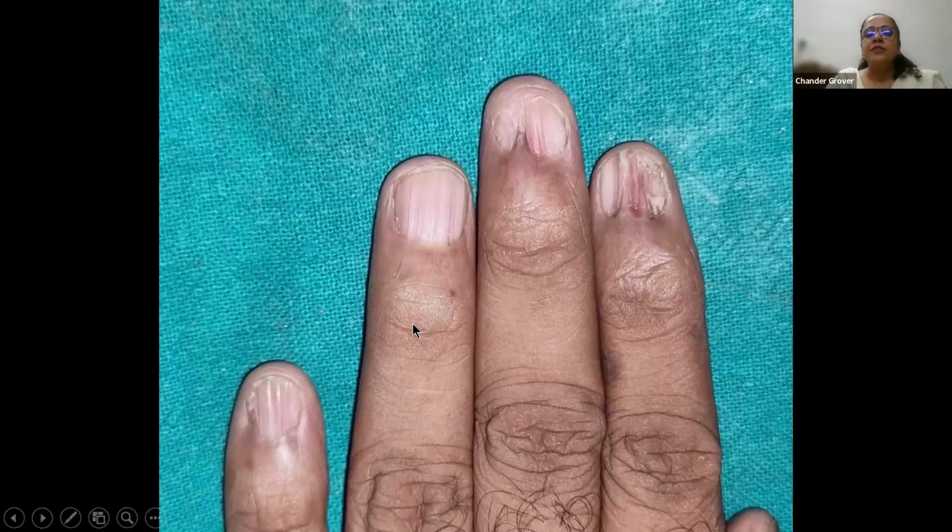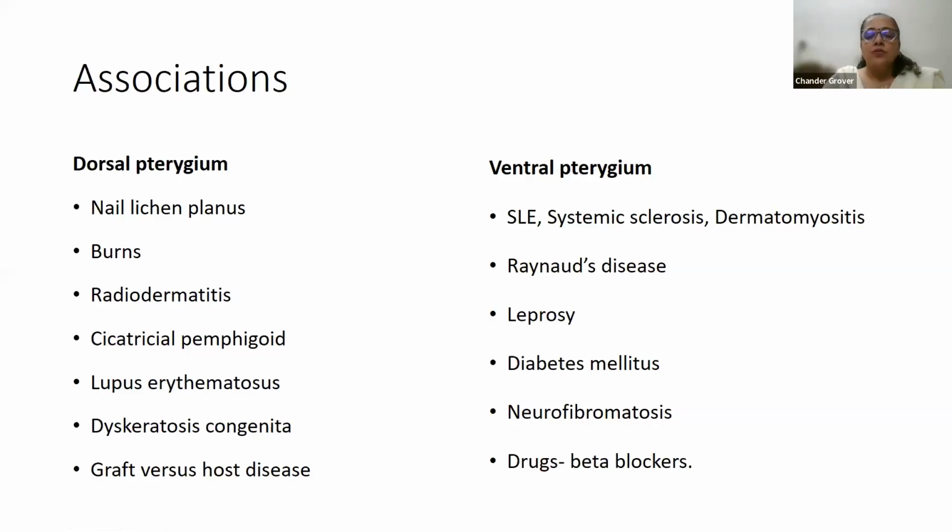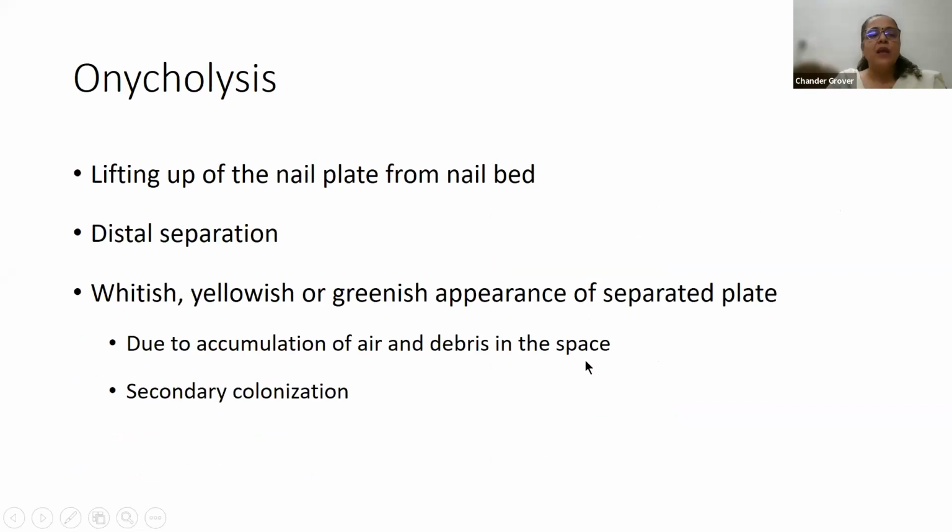So this is the dorsal pterygium. We all know the cause, lichen planus. And this is the ventral pterygium. Clearly, you can see this attachment. It's impossible to cut such nails. And here the cause is systemic sclerosis. Now, so many associations are described. We see it more commonly here, but also see it quite frequently in patients with leprosy.